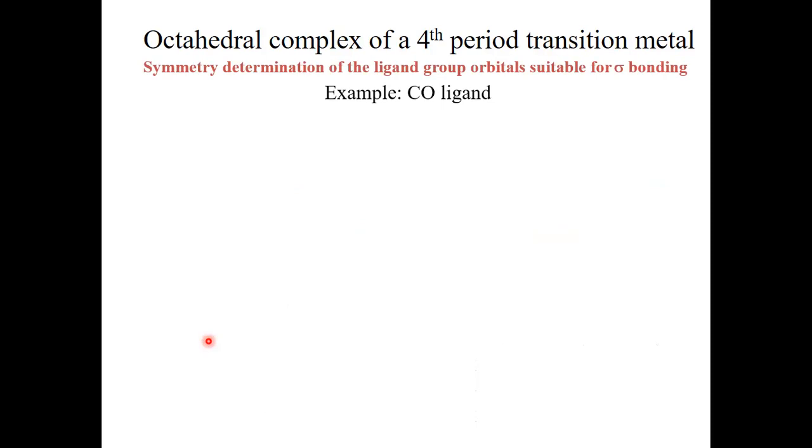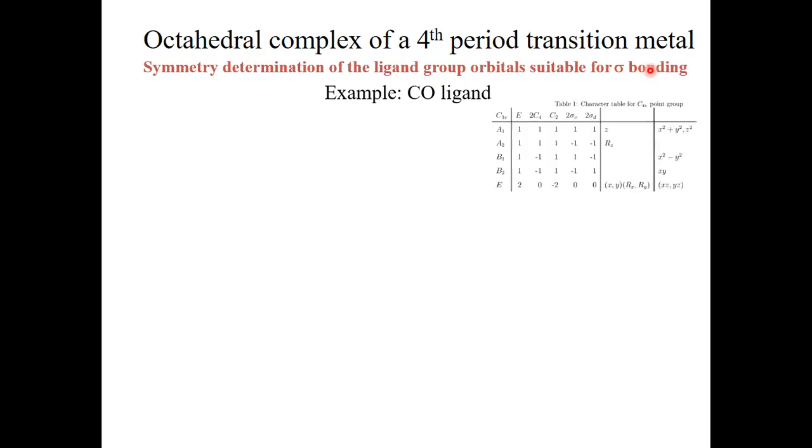Our job would be to determine the highest occupied molecular orbital in that ligand, which is suitable for sigma bonding. So in order to do that, first we need to know what is the molecular orbital diagram of CO. So the CO ligand is a linear ligand. So it belongs actually to the point group C infinity v.